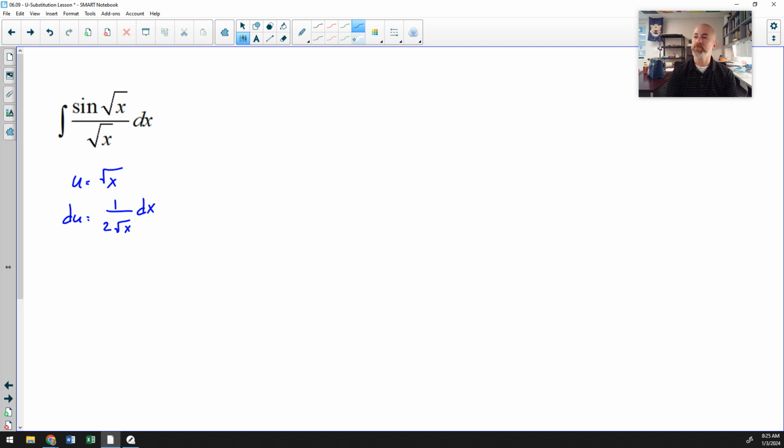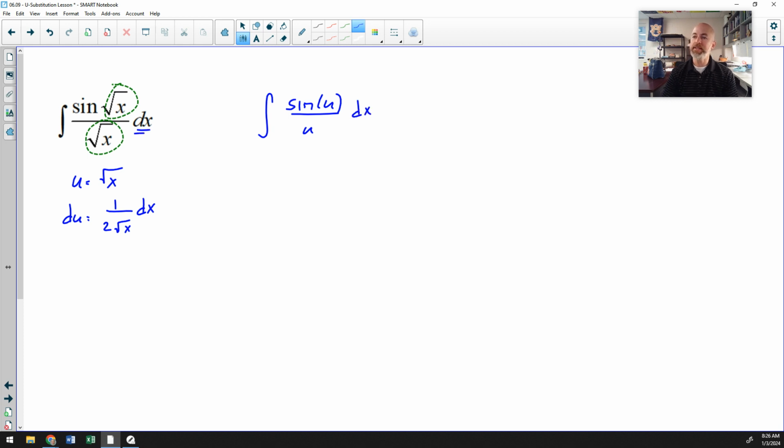Because if you're looking at this, u and the square root of x are equal, and so if I make that declaration that u and square root of x are the same, then I could plug in a u for both of those root x's, which will give me the antiderivative of the sine of u divided by u. However, I have not done anything to account for the dx.